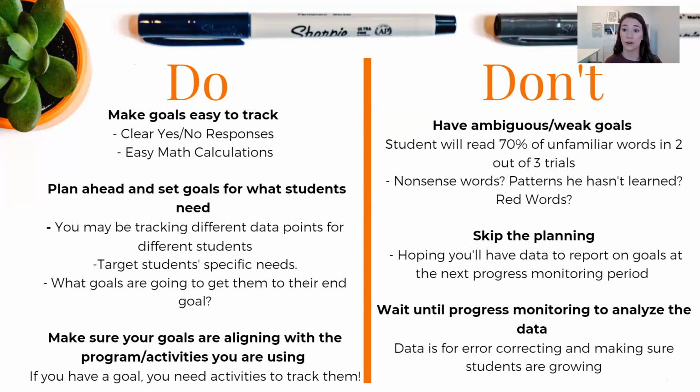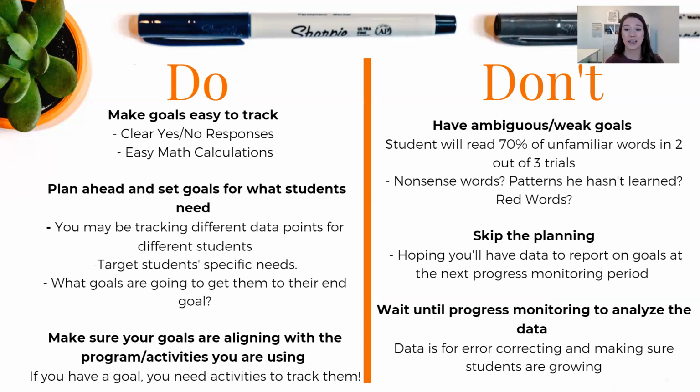We also don't want to have weak goals. So 70% in 2 of 3 trials does not indicate mastery. What we want to be seeing is that they'll reach 90% in 4 out of 5 trials, or however many we need to make sure that they are mastering that skill.